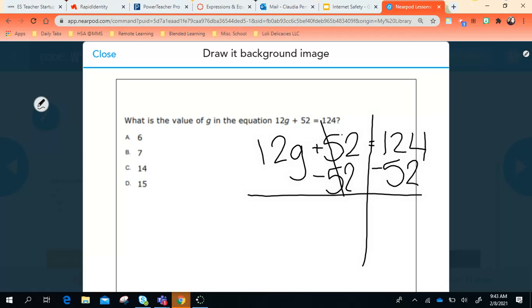Okay, 124 minus 52. What does it give me? 72. I got 72 equals 12G. Now what do I do? Say it louder. I'm going to divide because the inverse of multiplication is division. So I'm going to divide both sides by 12. Remember, 12 divided by 12 gives me 1. What is 72 divided by 12?